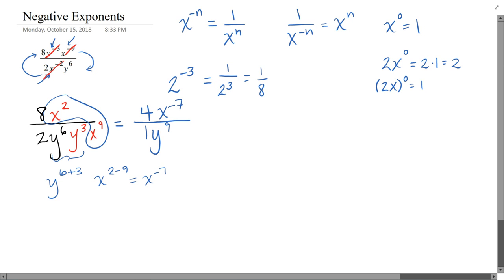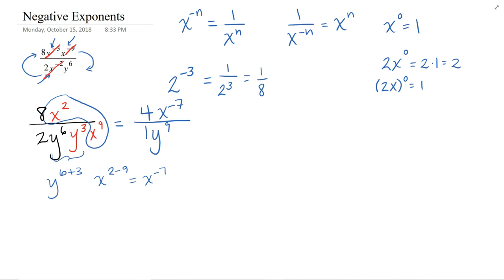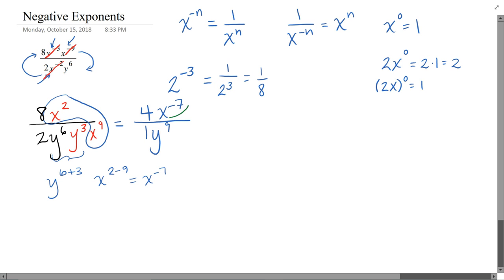But whenever I write my answer, I want to make sure that any negative exponents become positive. So I'm going to change this. I'm going to relocate that down here. So my final answer would be 4 over 1 times x to the 7th, y to the 9th.